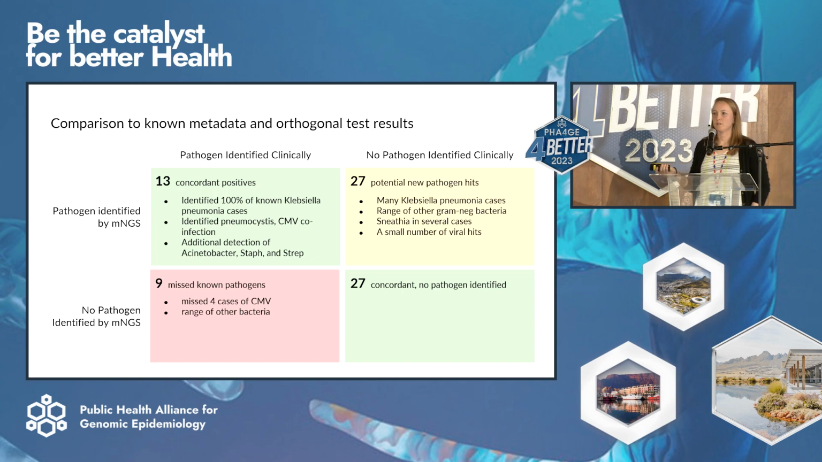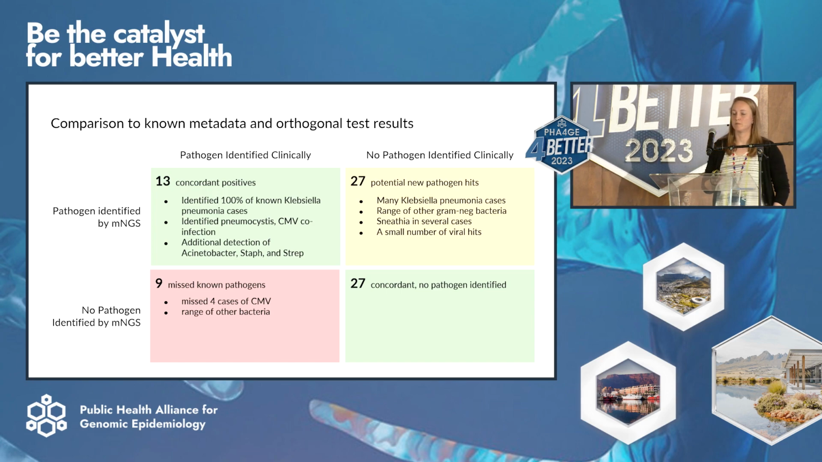And so that's actually something we've seen in another study as well. Seems like metagenomics has a little bit of a hard time with that one. I can't quite explain it. But importantly, on the upper right, we see 27 potential new pathogen hits. So these are cases where the standard diagnostics didn't identify something, but they might be of interest to us.